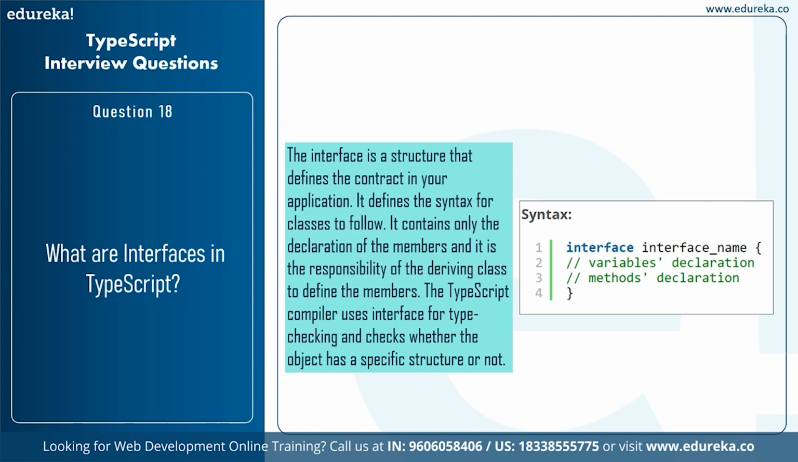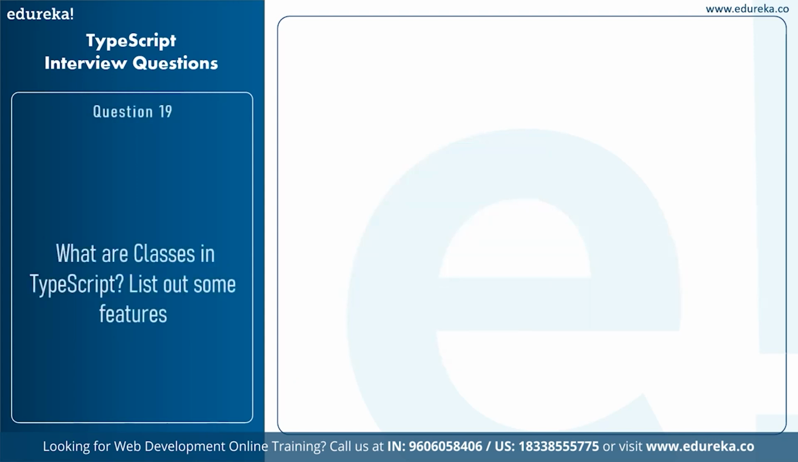Talking about the syntax, all we need to do is take the interface keyword and then pass the interface name. Now inside this we will take the variables declaration and the methods declaration as well. So this was the syntax for interfaces and also what are interfaces in TypeScript actually. Now the next question is, what are classes in TypeScript? And list out some of its features.